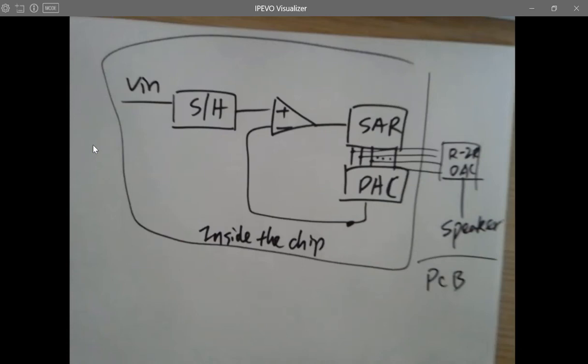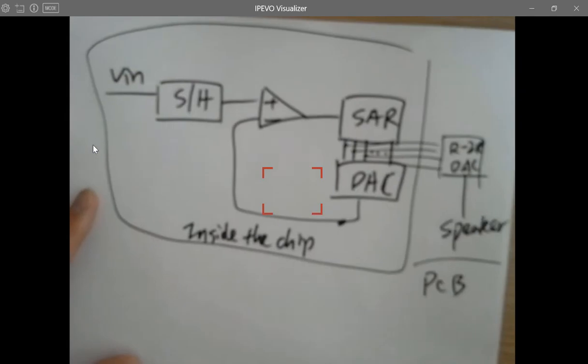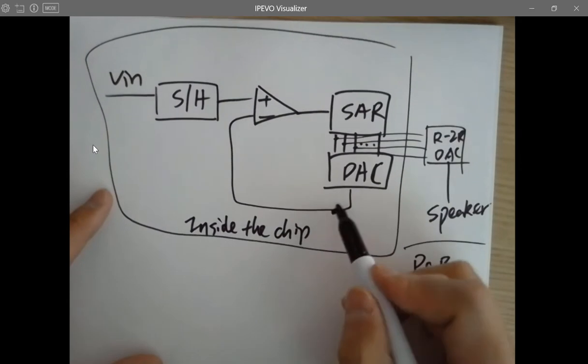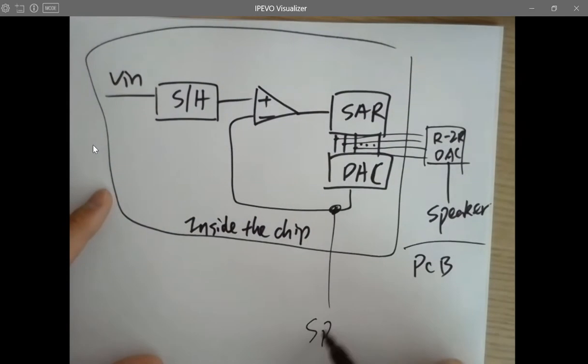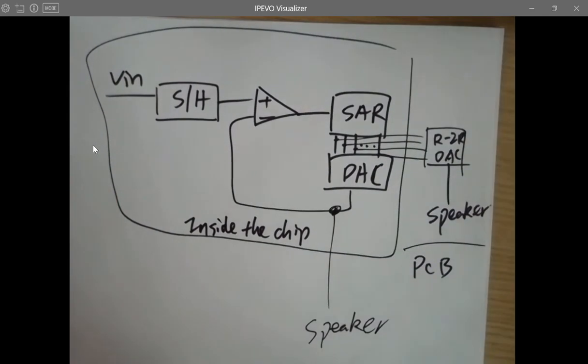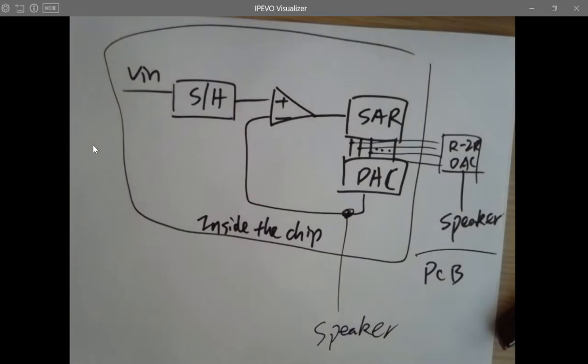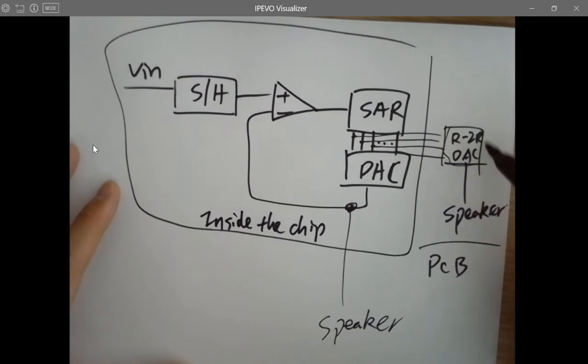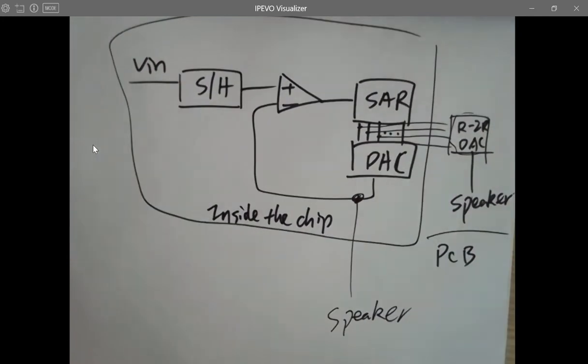So the question is, they already have a DAC inside the chip. Why not directly use this signal to drive the speaker? You can have a driver, whatever, you can have an amplifier. But why do they have to do a DAC and then speaker? Why is that? Yeah, exactly. Is everyone else getting that?